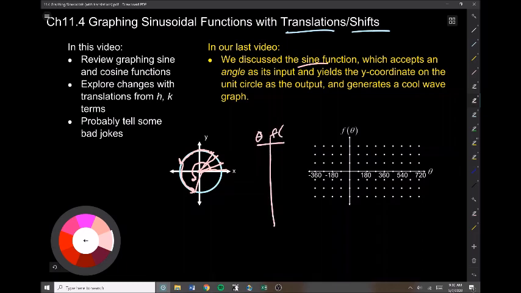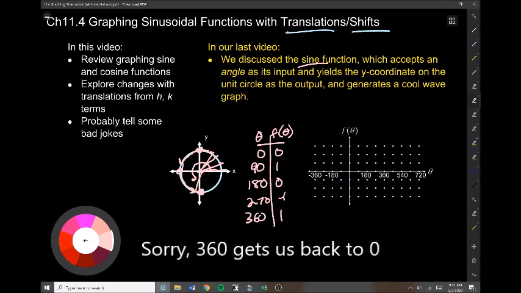So I'm going to graph theta and f of theta. If I plug in 0 for my angle, the y value is 0. If I plug in 90 for my angle, the y value is 1. That happens right here. 180 has a y value of 0. 270 has -1. And 360 gets us back to 1. So it graphs like this.